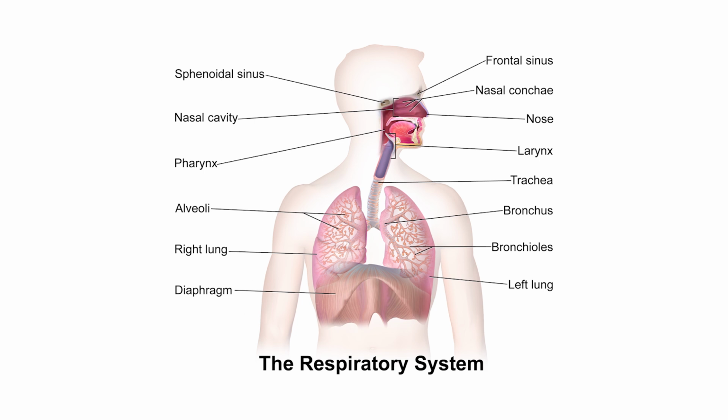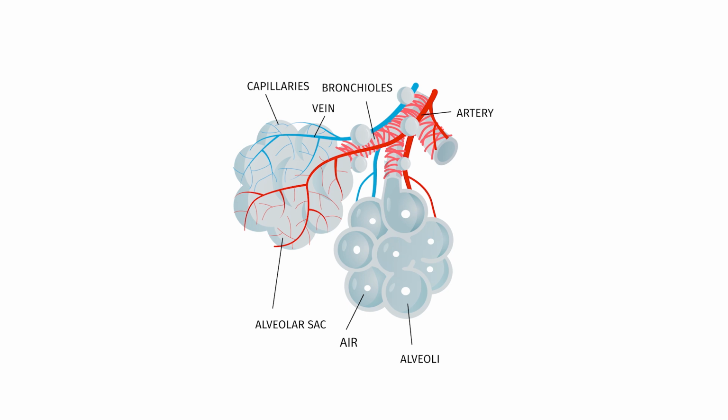Trachea. The trachea, or windpipe, is a tube that carries air from the larynx to the lungs. It is reinforced with cartilage rings to keep it open. Bronchial tree. The trachea branches into smaller tubes called bronchi, which further divide into the bronchioles. This structure carries air deep into the lungs. Alveoli. At the end of the bronchioles, tiny air sacs called alveoli facilitate the exchange of oxygen and carbon dioxide with the bloodstream. So, this is the basic anatomy and physiology of the respiratory system.